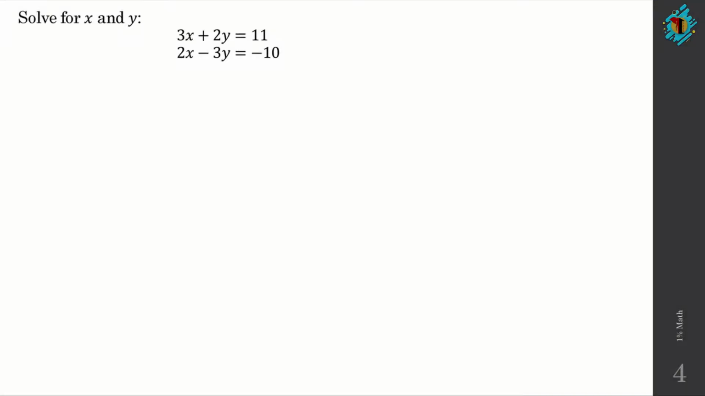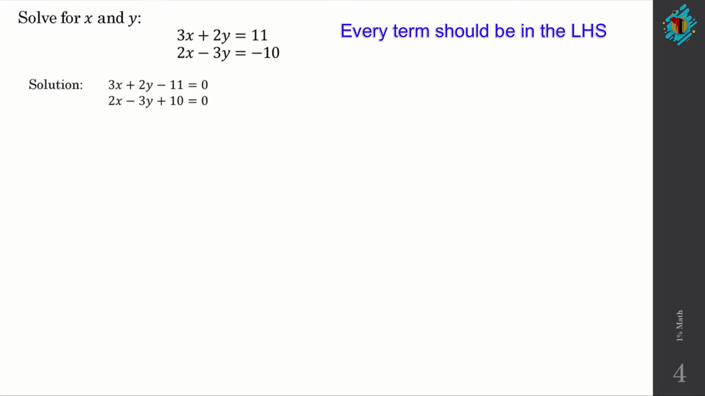So let us do this simple example. Here you can see the constants are on the right hand side. The first step is to transpose the constants to the left hand side. So what happens? It becomes 3x plus 2y minus 11 and 2x minus 3y plus 10. Okay, the right hand side should be 0.